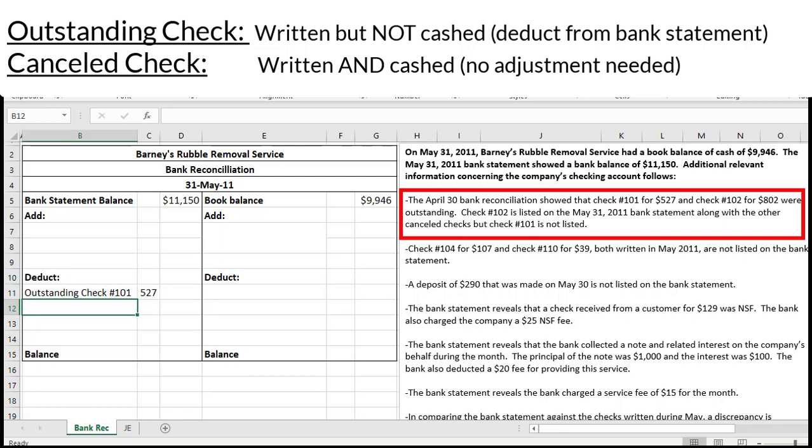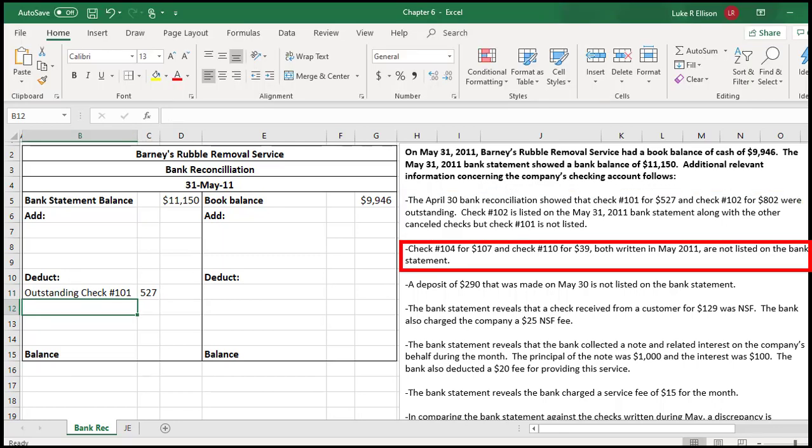Next, we are told that check number 104 for $107 and check 110 for $39 were both written in May 2011, but they are not listed on the bank statement. Again, these are checks the company has written but are not showing up on the bank statement, which classifies them as outstanding checks, meaning we need to deduct them from the bank balance.